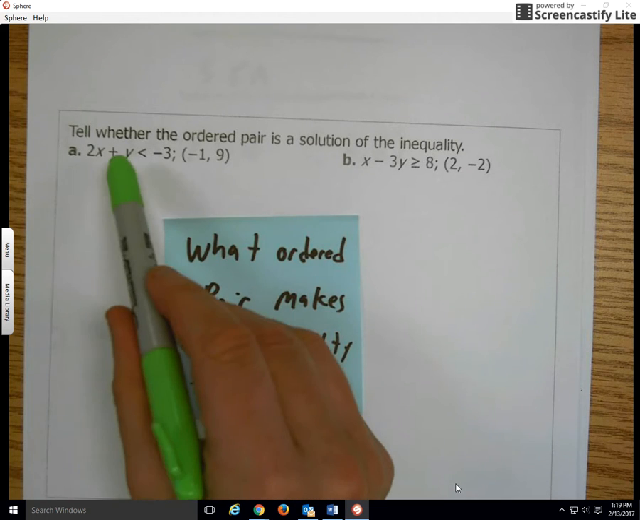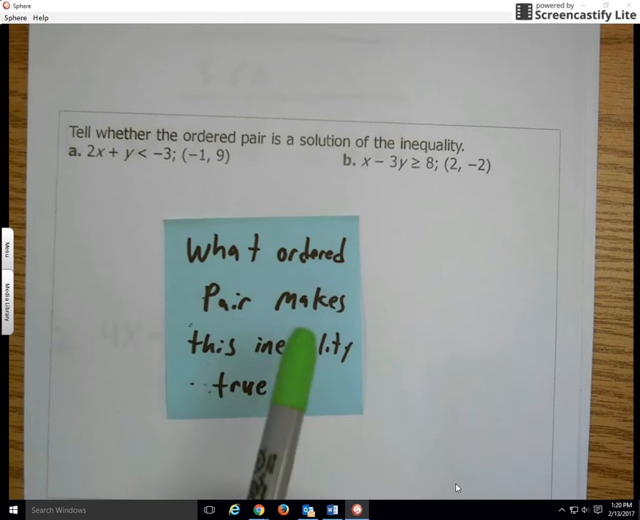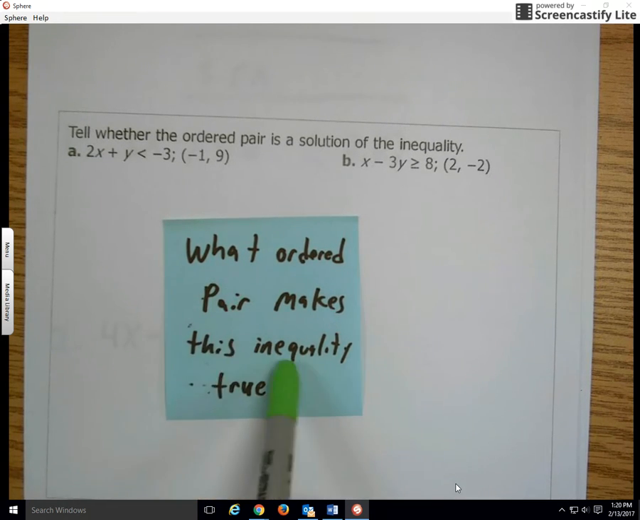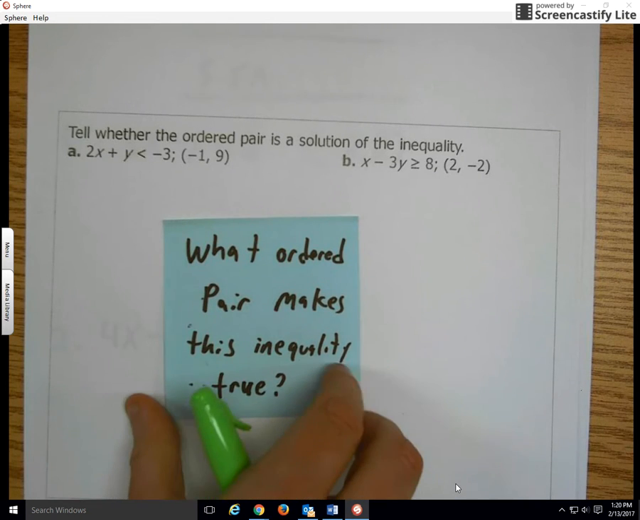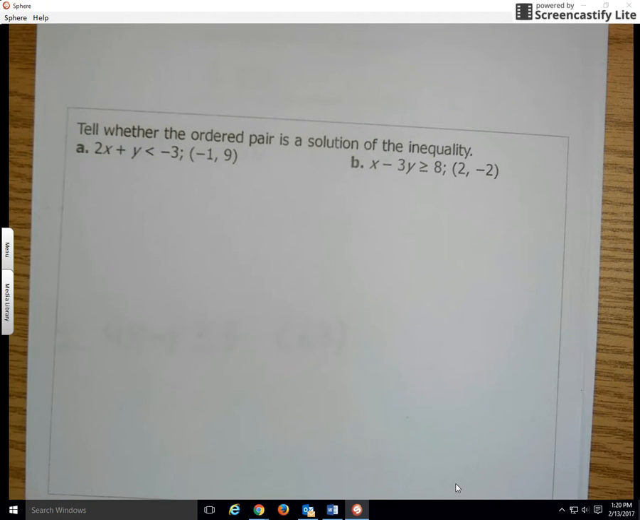So it says, tell whether the ordered pair is a solution of the inequality. We're going to do that. And another way to ask that question, in other words, is what ordered pair makes this inequality true? That's how I would phrase the question. What makes it true? Well, let's work this out and see if it's true.